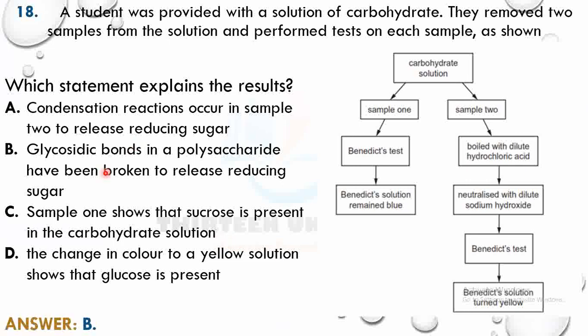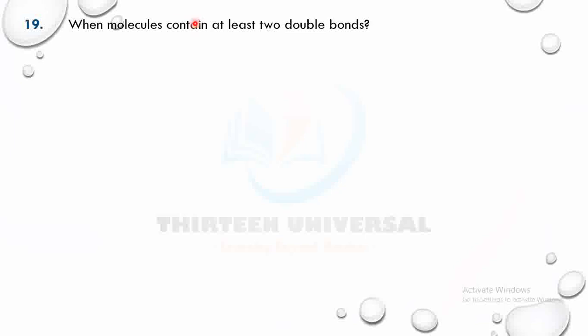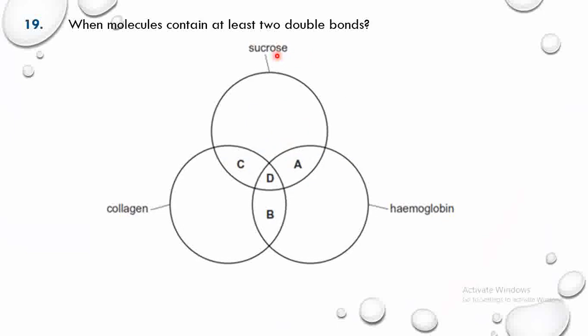Process B. All right. So, which molecules contain at least 2 double bonds? I think that's a typo. Okay, pause the video. Sucrose doesn't have double bonds at all, so anything that has to do with sucrose is out. So we're left with this. Simple. Collagen has double bonds because it consists of amino acids. Amino acids have double bonds. Hemoglobin is the same. So the answer is B.